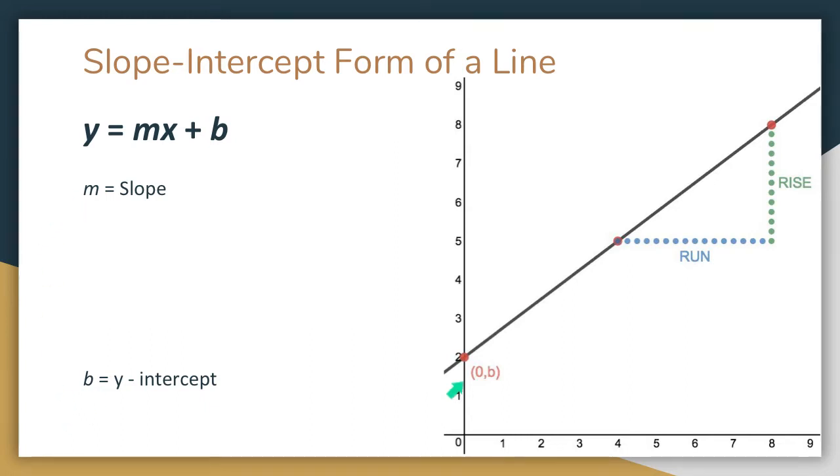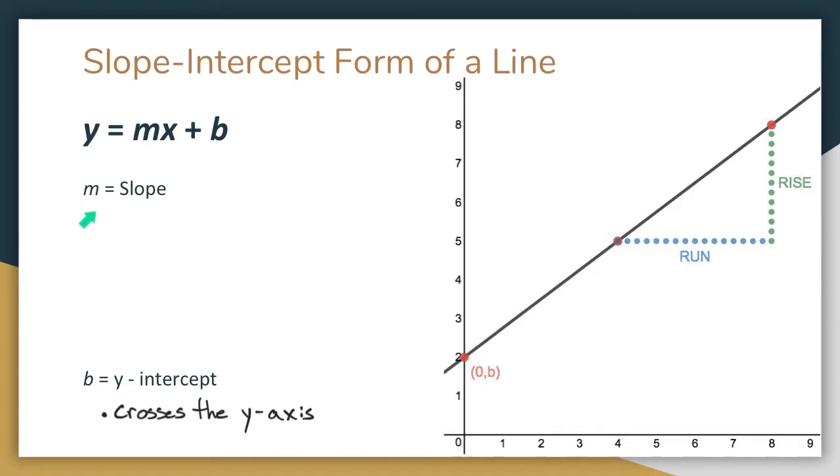So the y-intercept is going to be where it crosses your y-axis, which is going to be at the point (0, b). In this particular scenario, that is a y-intercept of 2. But all y-intercepts will be in the form of (0, b), which is the point at which your line crosses the y-axis. The other important part of your line is the slope.